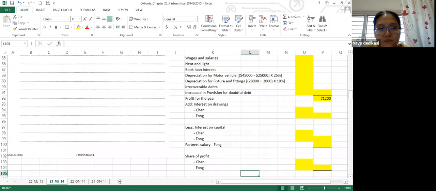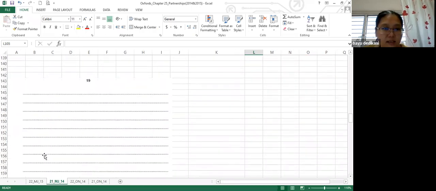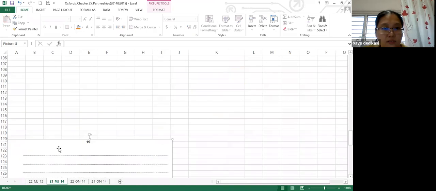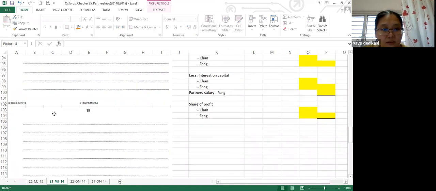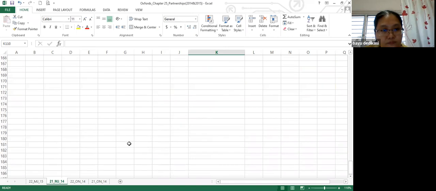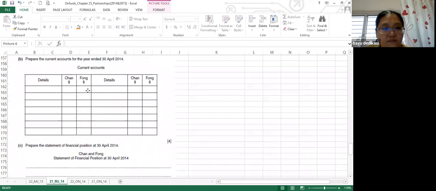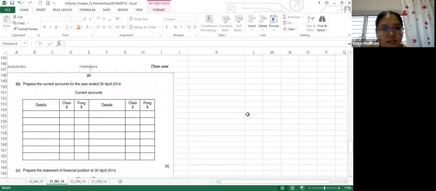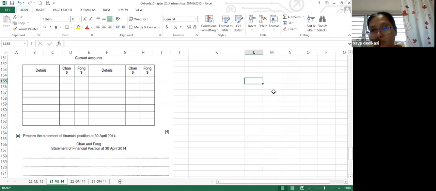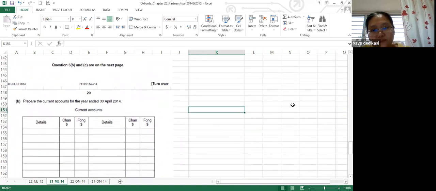The next question they ask, did they ask anything? Let me see whether they asked for a statement of financial position or not. Okay, the next question, they ask for the current account. So how are we going to prepare our current account? So here you have current account. Okay, in this question they don't need you to put the date, because they didn't prepare the date column. So we just start from the detail.